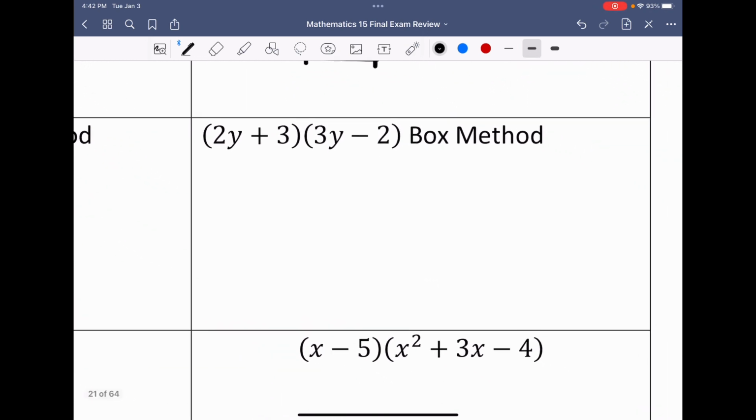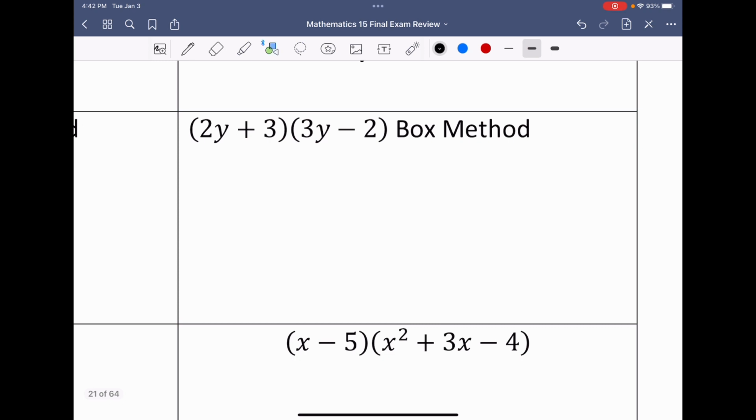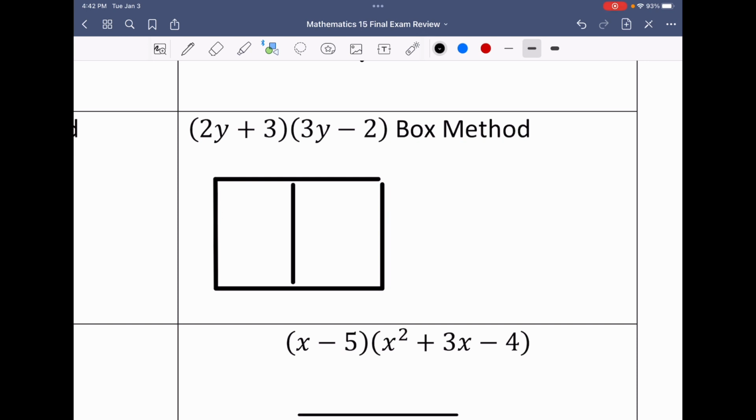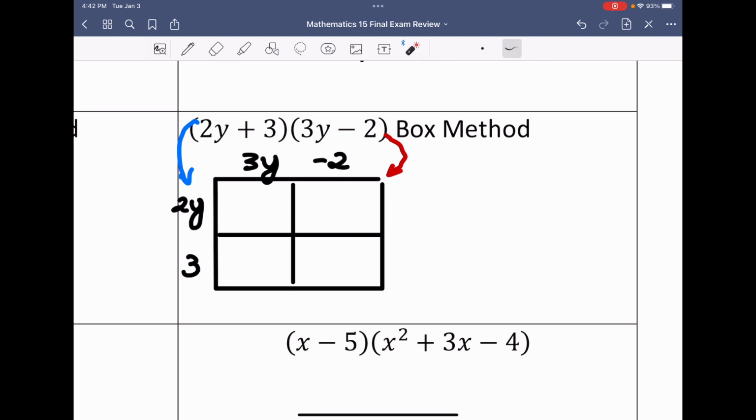Okay, let's do the same thing for our second example so that we can compare and contrast it to our first FOIL method. Okay, so we're going to create our box. We're going to create our little window here, or our cross within the box. And now we're going to assign the first binomial to go on the left here. So this is 2y, this is going to be equal to 3. And then I'm going to take this binomial and put it on the top. It's going to be 3y and negative 2. It is really important: if you see a negative attached to whatever number or out front of a number, you have to bring it with it, or else this will skew whatever answer you get.